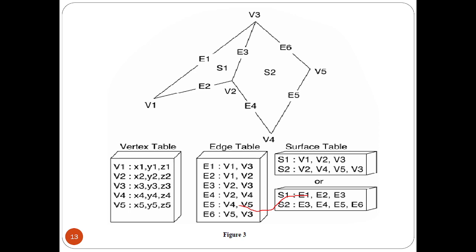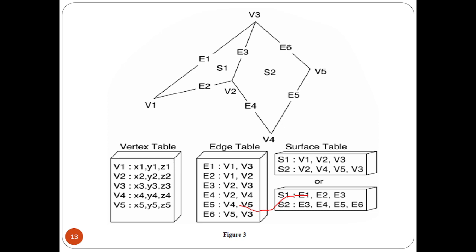Take an example. These are the five vertices V1, V2, V3, V4, V5. Edges E1, E2, E3, E4, E5, E6. Surfaces are S1, S2. In the vertex table, it may be dependent upon the X, Y, Z axes. In that way, we can take V1 equal to X1, Y1, Z1, V2 equal to X2, Y2, Z2, V3 equal to X3, Y3, Z3, V4 equal to X4, Y4, Z4, V5 equal to X5, Y5, Z5.